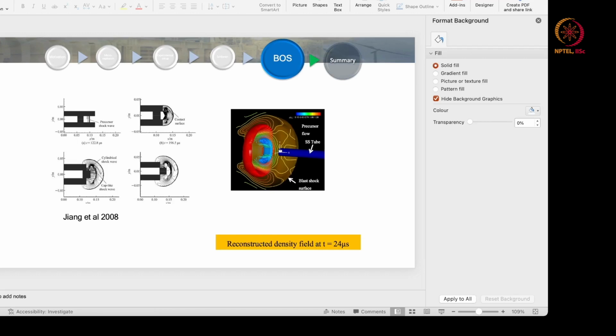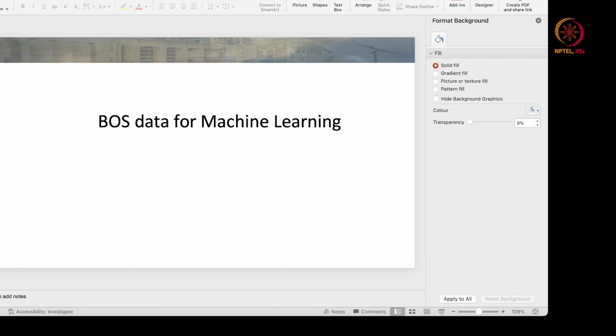So you can see that BOS can be used for a variety of purposes. It's an extremely robust method, and it's simple compared to other types of imaging techniques. One can also use BOS data for machine learning, for flow reconstruction or flow prediction purposes, the way things are going. I think this is one of the major areas of improvement, or the major areas of research that will happen in due course.